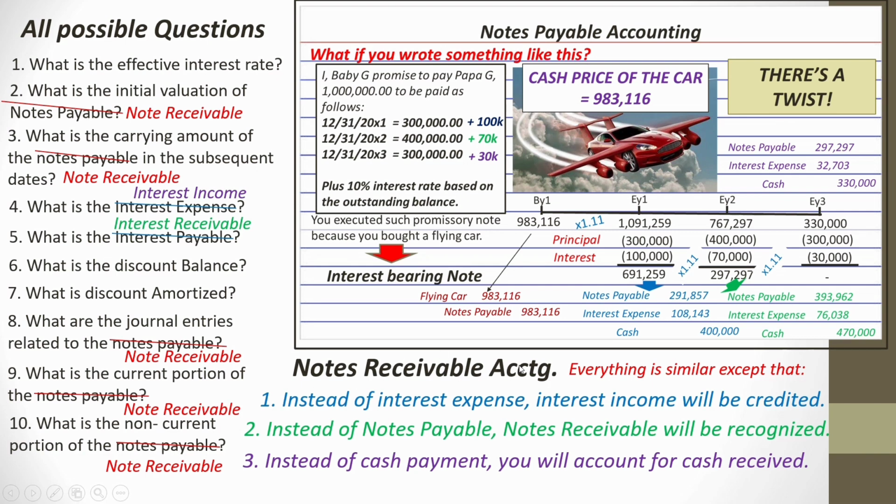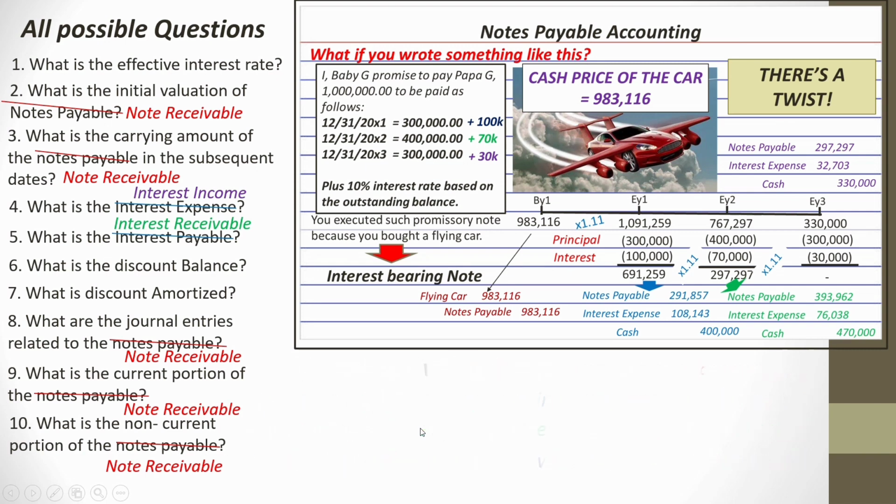And that's it for accounting for notes receivable and the possible questions. But I would like to add something. These possible questions can be added with what is the impairment loss and other things related to impairment. Because notes receivable also, the same with loans receivable and other receivables and other investments, can be impaired.